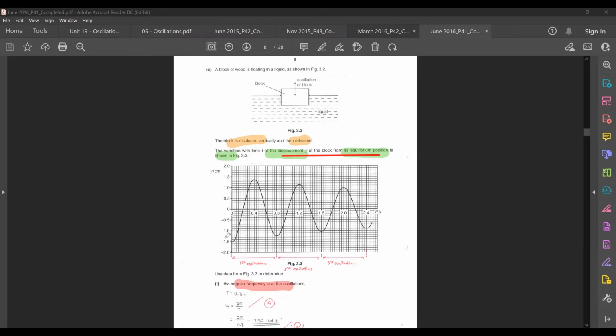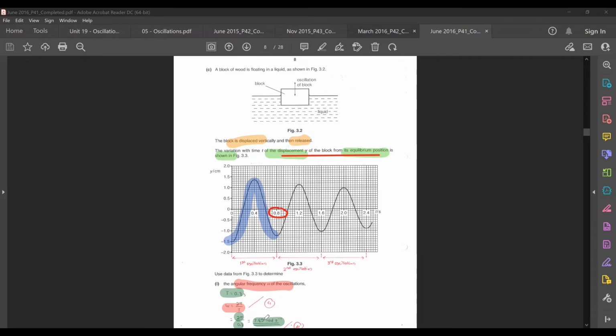So this one, when you look at the graph, you know that omega must be 2 pi over T. You just find out what the period is in the first place. The period is actually 0.8 seconds. So use that value, 2 pi over 0.8, and you're going to get the answer as 7.85 radians per second. Right, so that one is done.